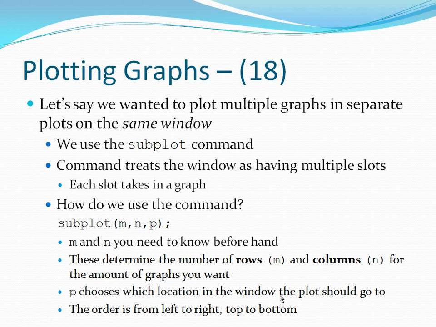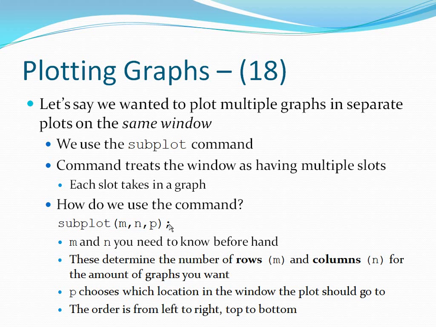So how you use this command is very simple. You use the subplot command, and then you do brackets, and then m, n and p. What m and n are you have to know beforehand. You have to figure out how many rows and how many columns you want. So how many slots do you want? Do you want 3 rows and 2 columns, which means you have 6 slots? Do you want 3 rows and 3 columns, which means you have 9 slots, and so on and so forth. So you need to know the number of rows and columns you want beforehand. And then p chooses which slot you want the graph to go to, and then you just go ahead and do your plot.